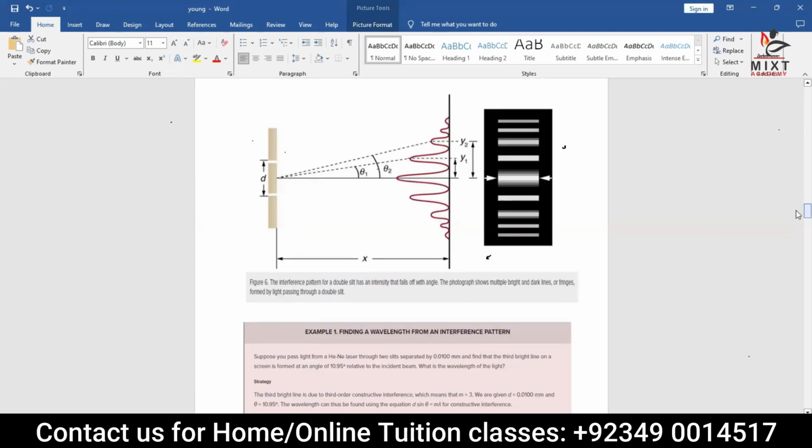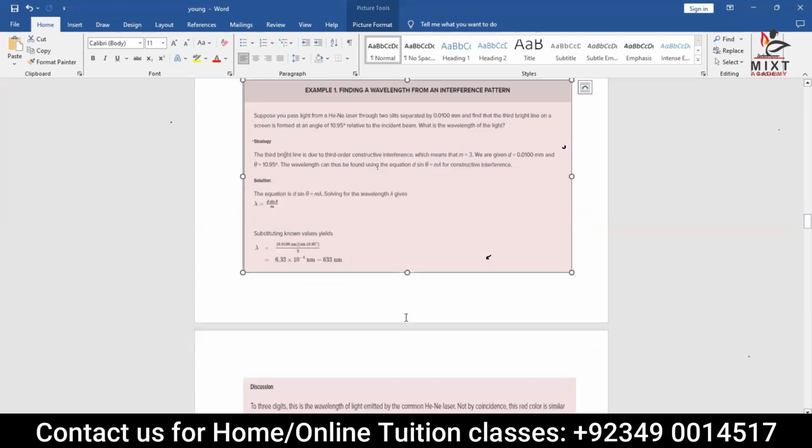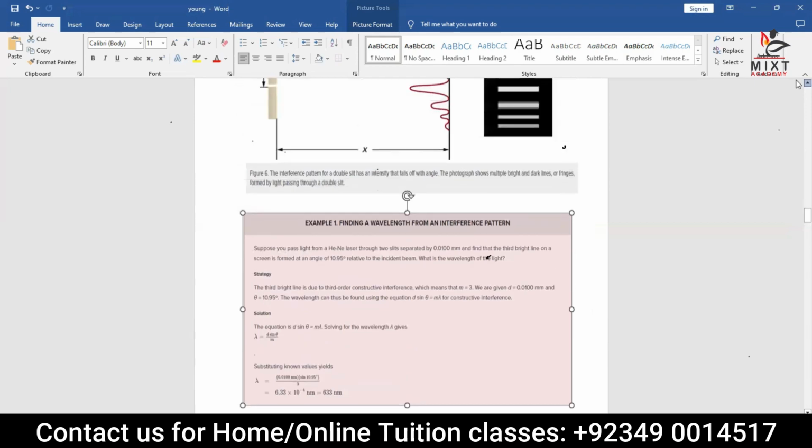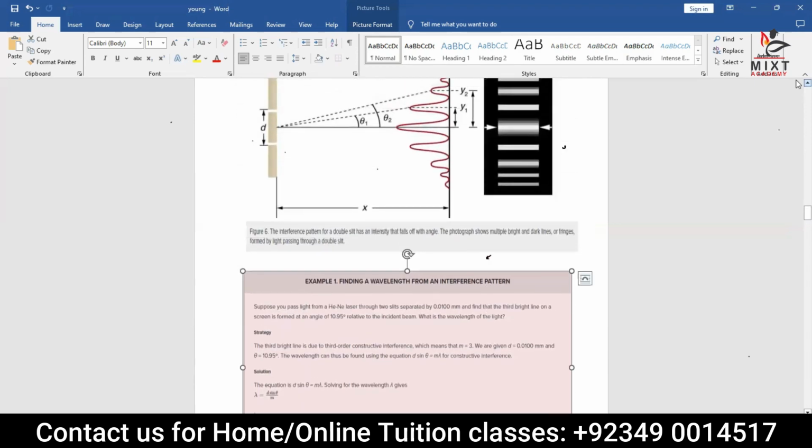The question is, suppose you pass light from a HeNe laser. Can you read the question or shall I enlarge it a bit? I can read it. Let me just enhance it. Now I think you better can. Suppose you pass light from a HeNe laser through two slits separated by 0.0100 millimeter, and the third fringe line on the screen is formed at an angle of 10.95 relative to the incident beam. What is the wavelength? How will you find out? Which formula will you apply there?